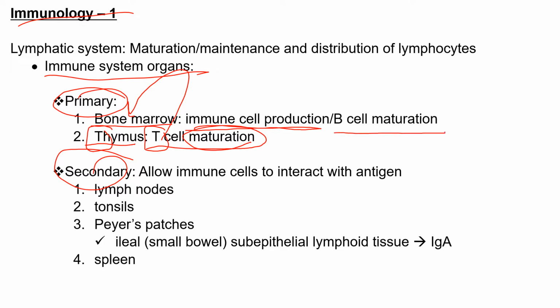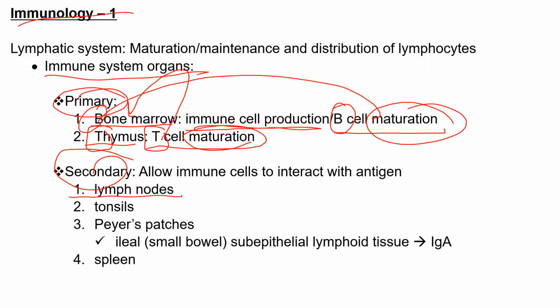B cells are born in the bone marrow, but they stay home and undergo their maturation and education in the bone marrow. That's why we call them B cells, for bone marrow. Secondary immune system organs are lymph nodes, tonsils, spleen, and Peyer's patches.